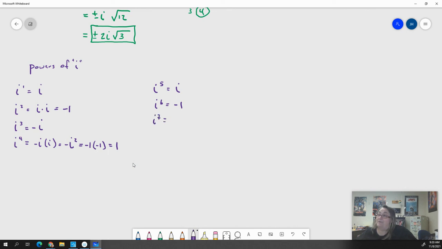i to the seventh power. What's i to the seventh power? i to the seventh power is taking i to the sixth power, multiplying it times i, and we get negative i. i to the eighth power, we're taking negative i and multiplying it times i, and we get 1. And we could keep this going. i to the ninth power would go back to i. i to the 10th power would be negative 1. i to the 11th power would be negative i. i to the 12th power would be 1. Does that make sense?